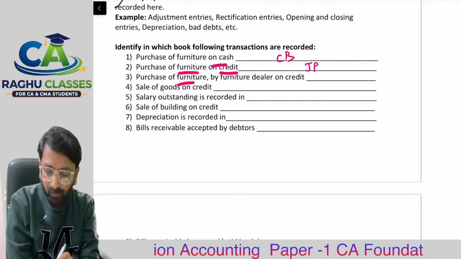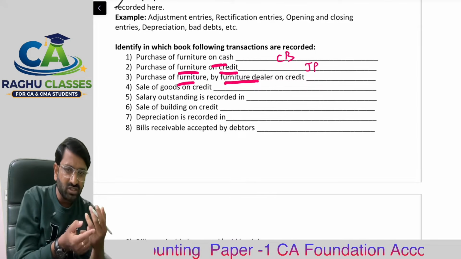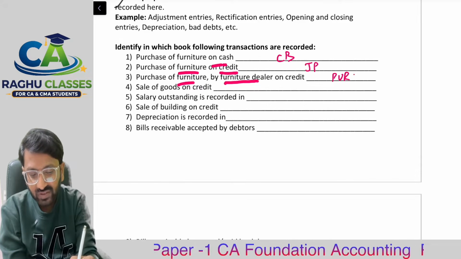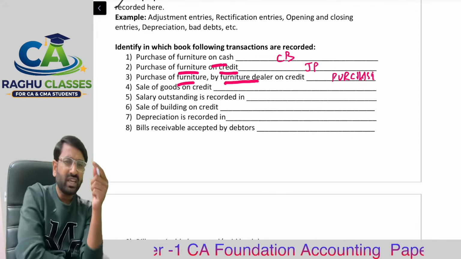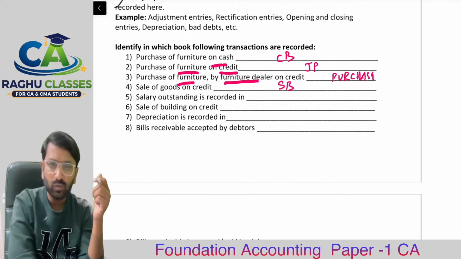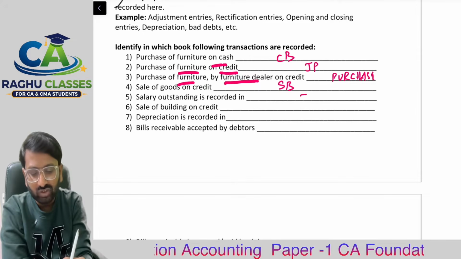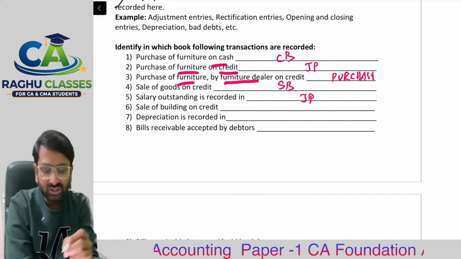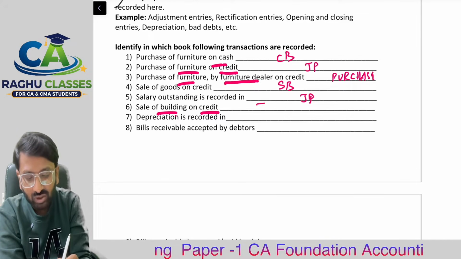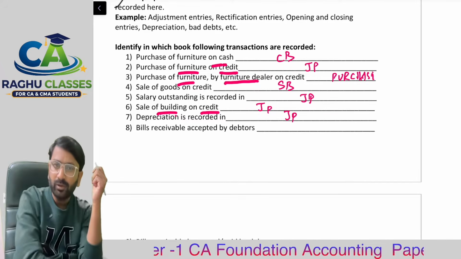Purchase of furniture by a furniture dealer on credit. Now for a furniture dealer, furniture is his regular purchase. And when you buy that on credit, that comes in which book? Purchase book. Next, sale of goods on credit basis will be recorded in which book? Sales book. Salary outstanding, this is an adjustment entry which will be recorded in general proper. Sale of building on credit, you're selling a fixed asset on credit basis, so that should come where? General proper. Depreciation is an adjustment entry, general proper.